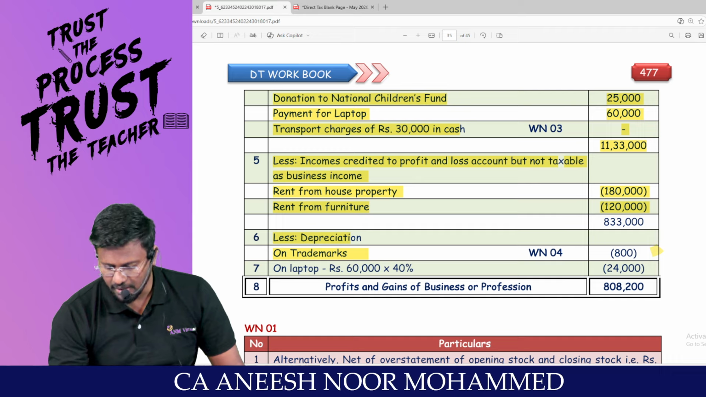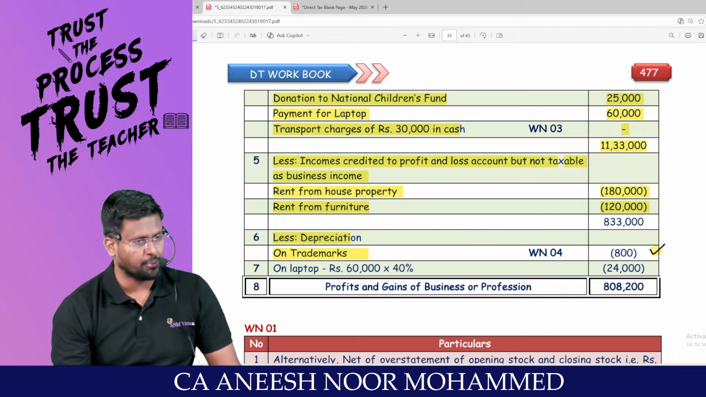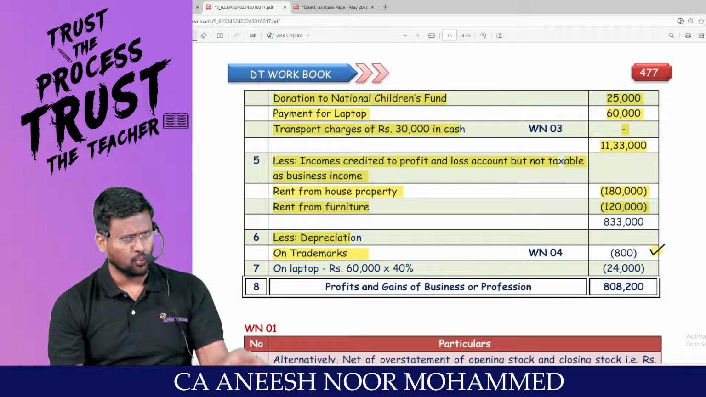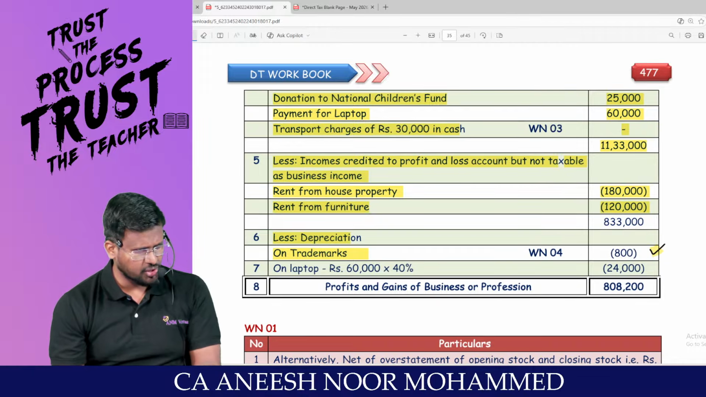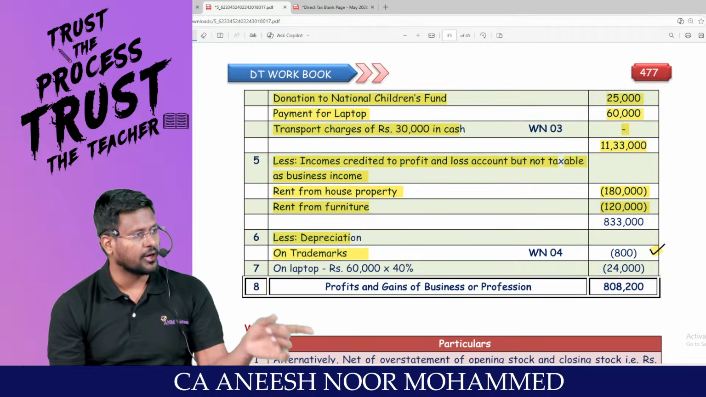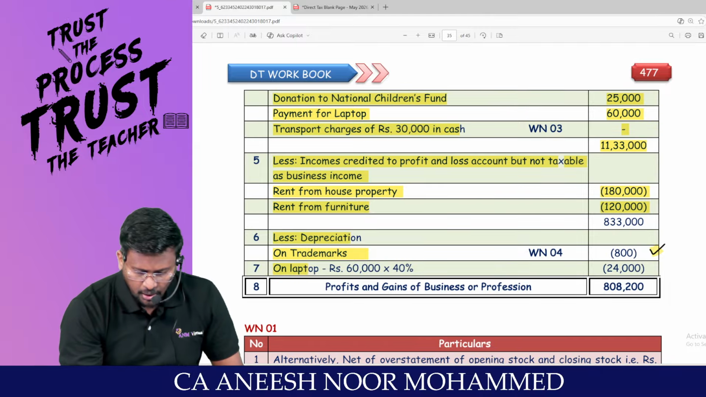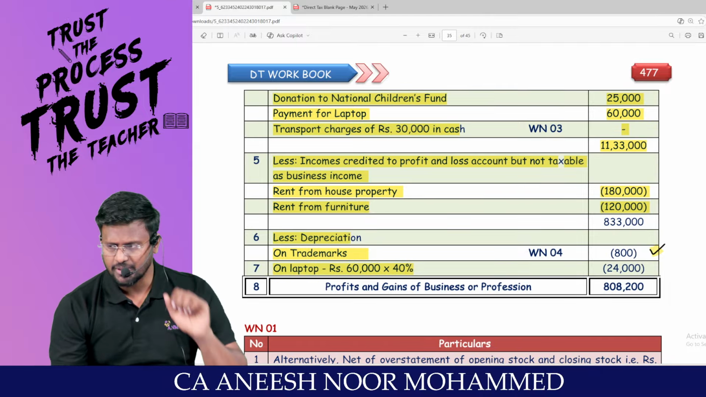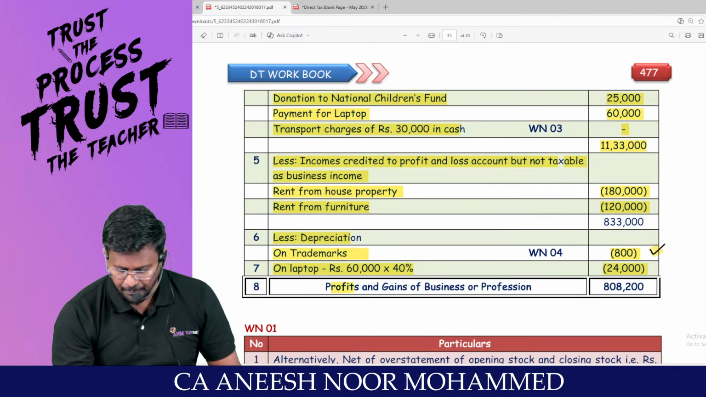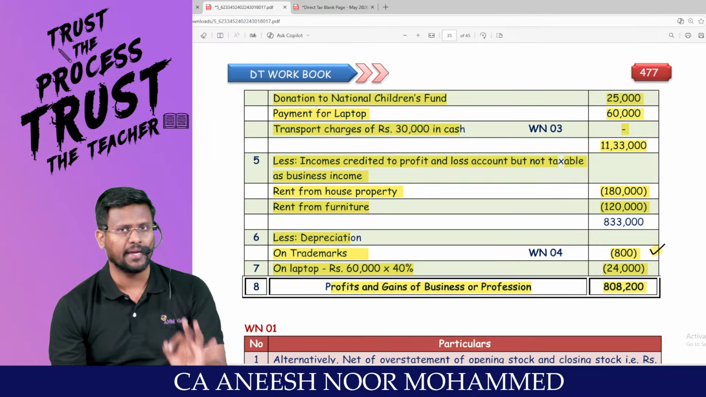So that 800 extra depreciation we can provide. Or rather, you can do one thing. Whatever depreciation they have provided is wrong depreciation. No, you can fully add back and you can reduce 25%. That is also allowed. On laptop 60,000, we all know that for computer and laptop 40% depreciation is allowed. So 24,000. So PGBP will be 8,08,200.